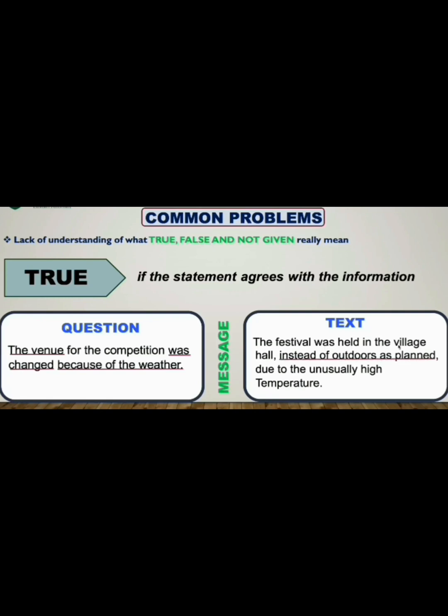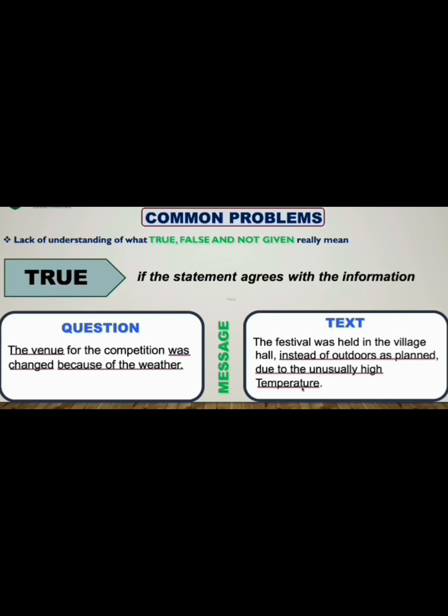So it was held in the village hall. It was initially planned to be held outdoors, but instead they held it in the village hall due to the unusually high temperature. So if you look at the message here, you can see the sentences are different, but the message is the same. The venue for the competition was changed. Why? Because of the weather. And we were told that instead of the outdoors as planned, it was held in the village hall due to the unusually high temperature.